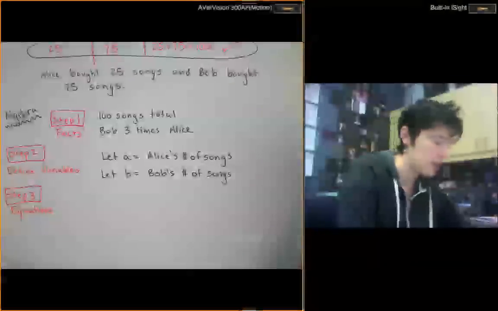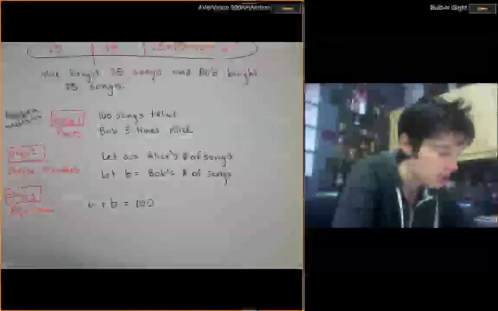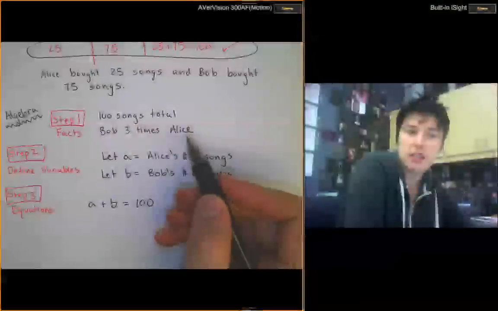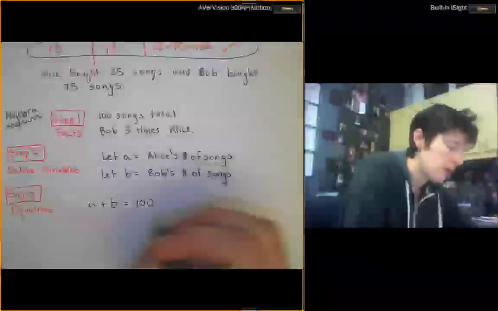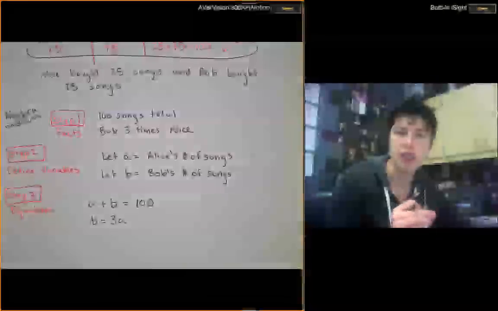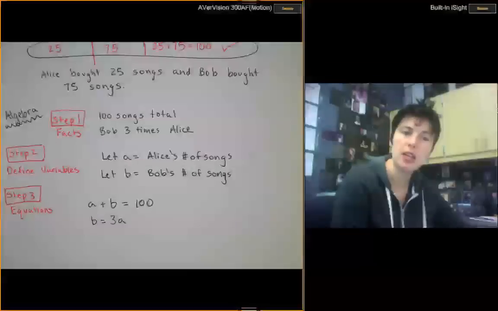So I'm going to turn that into one of my equations. I'm thinking of it like this: Alice, all her music, plus Bob, all of Bob's music, equals 100 songs total. Okay, there's one equation. Makes sense. A plus B equals 100. The other equation is going to use the other fact. Bob has 3 times as many as Alice. So B equals 3 times A. When we were guessing, we multiplied Alice's by 3. So B equals 3A. And there are my equations. Perfect.